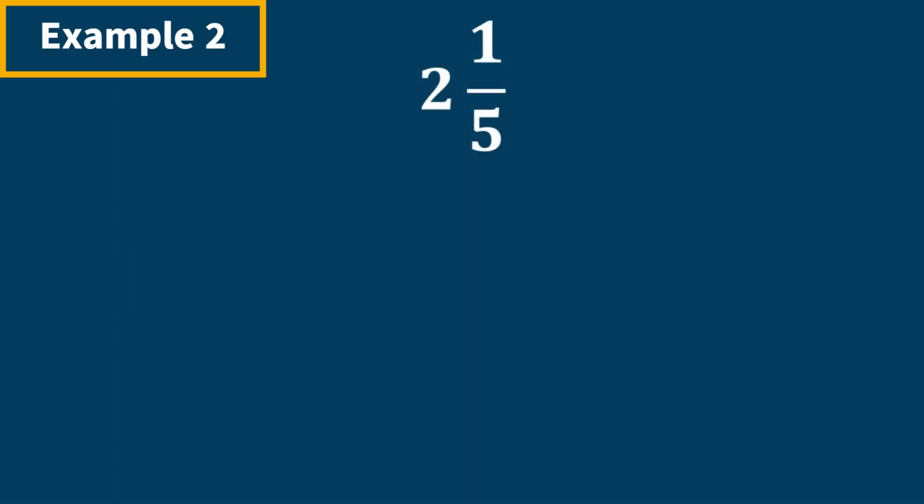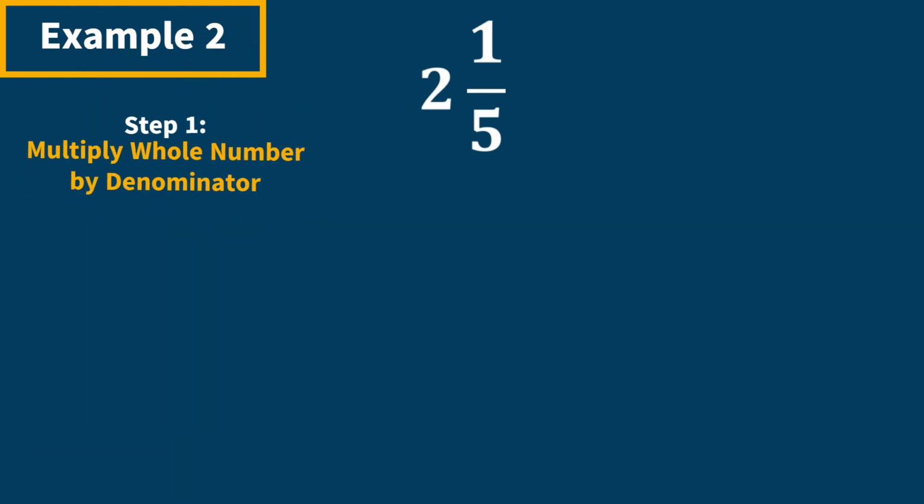Example number 2, we have 2 1/5 and we want to write this as an improper fraction. So step 1 is to go ahead and multiply the whole number with the denominator. And when we multiply that, 2 times 5 is going to give us 10.